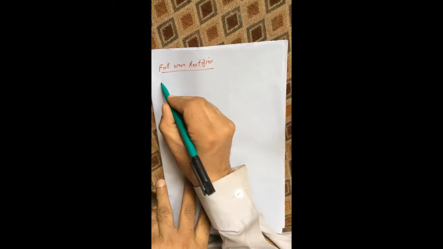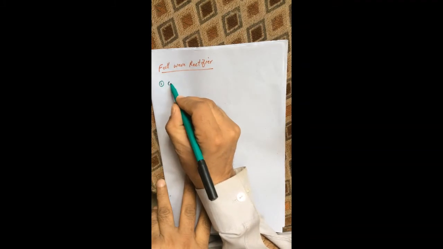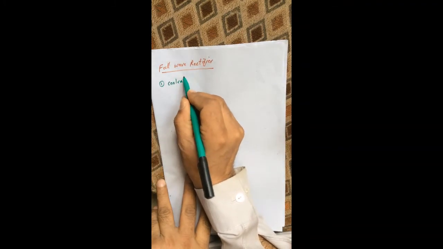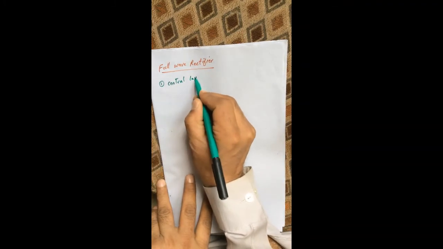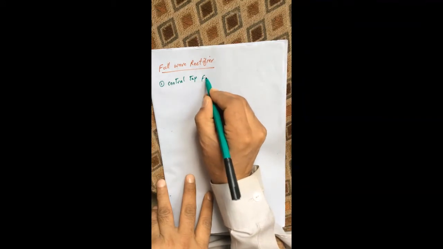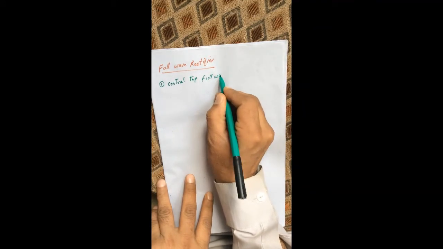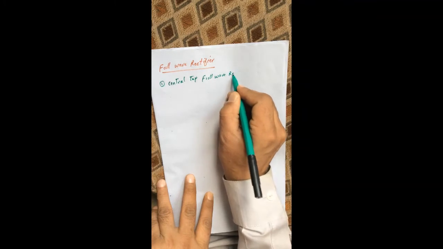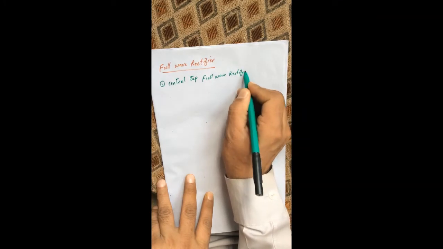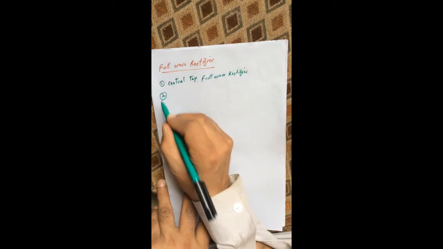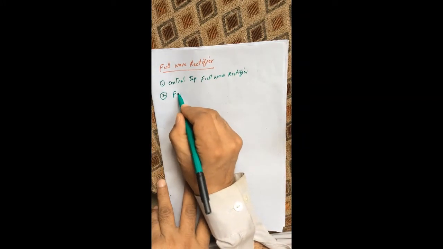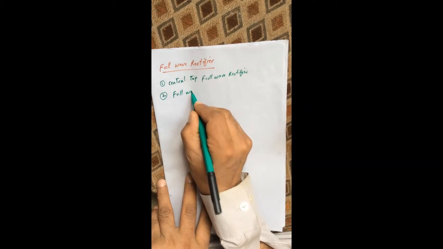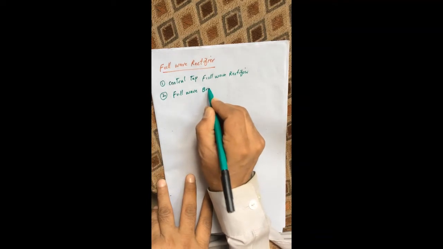Okay guys, we are discussing the full wave rectifier, and we know that there are two types of full wave rectifier. One is called the center tap full wave rectifier, and the second one is the full wave bridge rectifier.